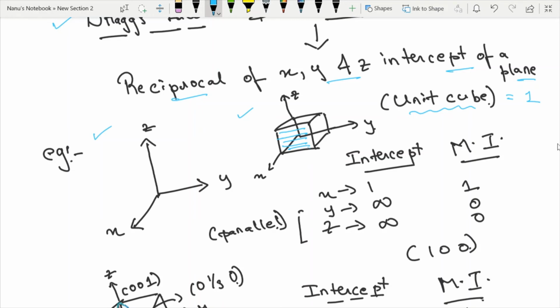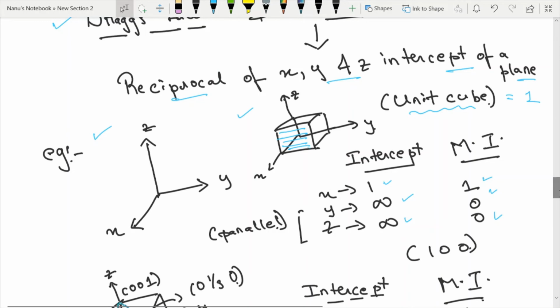As we see over here, the shaded plane is in the front region. In comparison to this, the y axis and the z axis are parallel to it, and the x axis is being intercepted at 1. If it is parallel, the intercept is infinity, right? And the x intercept is 1. The Miller indices are not that. Miller indices are the reciprocal of it, so it will be 1, 0, 0, right?